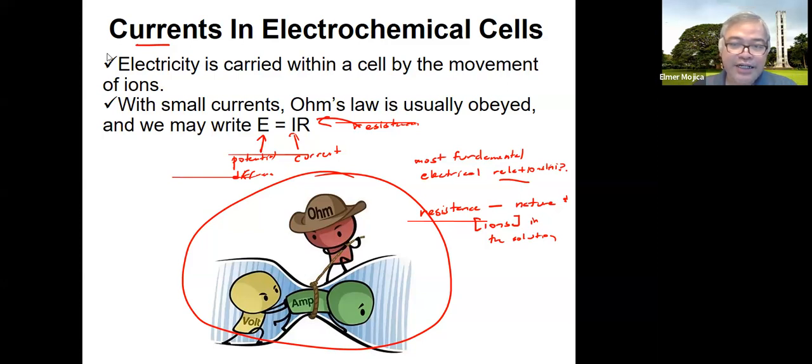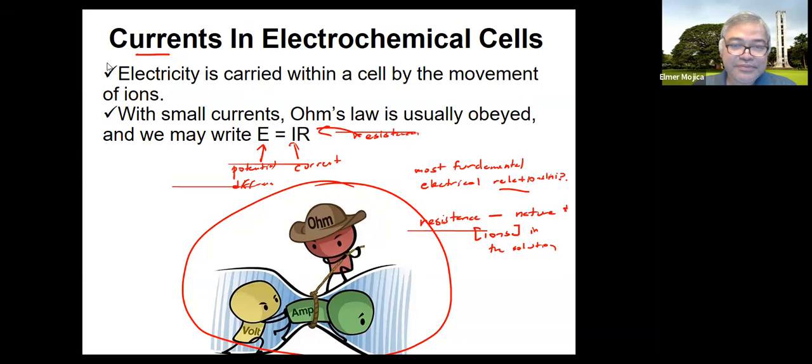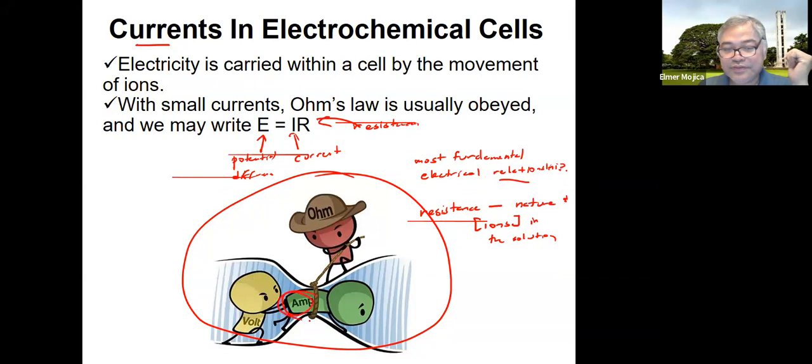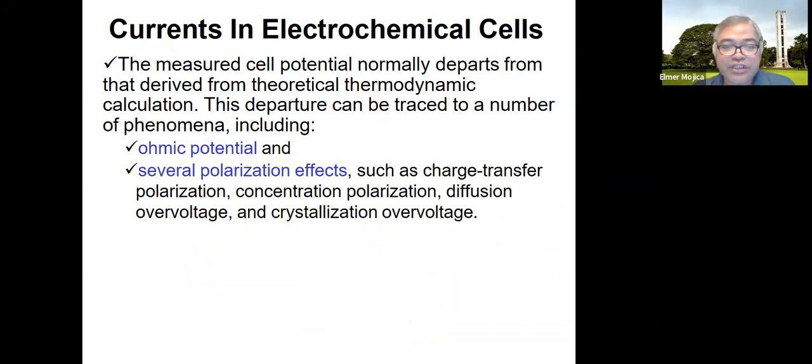Now, why is Ohm's law included here? Because when there is a direct current in an electrochemical cell, the measured cell potential is usually different from the theoretical thermodynamic calculation, and this difference can be attributed to a number of phenomena, including this ohmic potential and several polarization effects, such as charge transfer polarization, concentration polarization, diffusion overvoltage, and crystallization overvoltage.